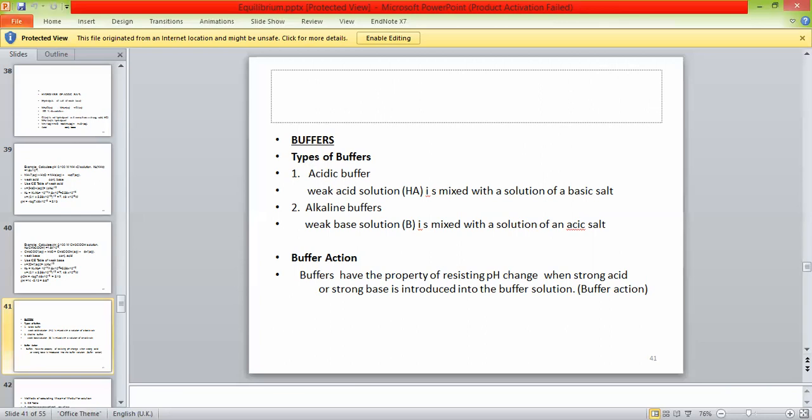An acidic buffer is formed between a weak acid solution and a strong base. All right, that is what is going to give you an acidic buffer. An alkaline buffer is formed between a weak base and a strong acid. So this gives you an acidic salt, this gives you a basic salt. Anyway, we've already looked at this. So the buffer action is the property of resisting a change in pH when a strong acid or a strong base is introduced in a buffer solution. That is buffer action.